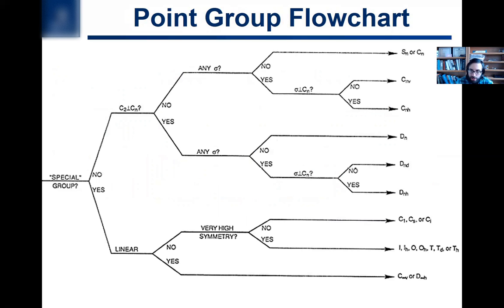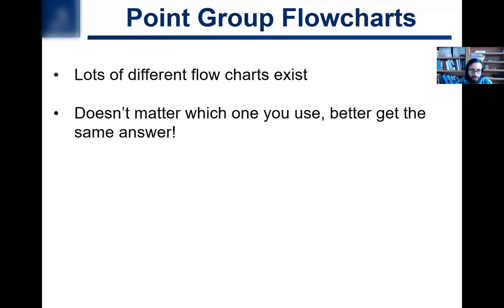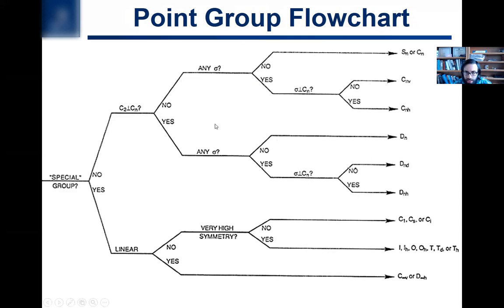In order to give names to these point groups, you want to use a point group flow chart. There's one in your book, there's one here, and you can find many different ones online. It doesn't really matter which one you use, but you better get the same answer, and you will if you're using it properly and the flowchart's valid, which I think most of them online are. So let's look at this a little bit. How do you go through this?